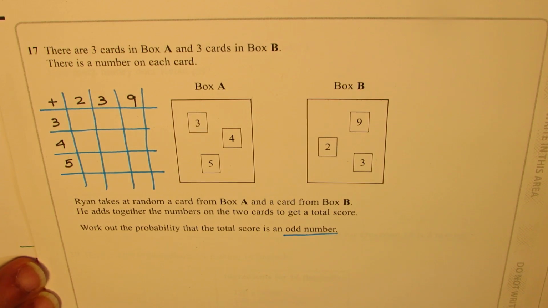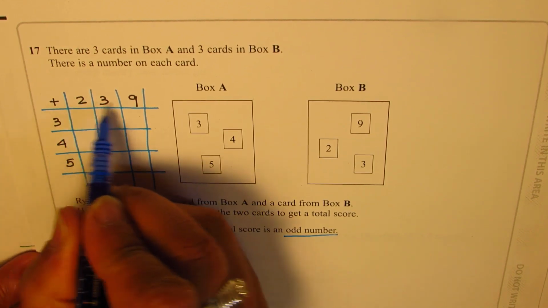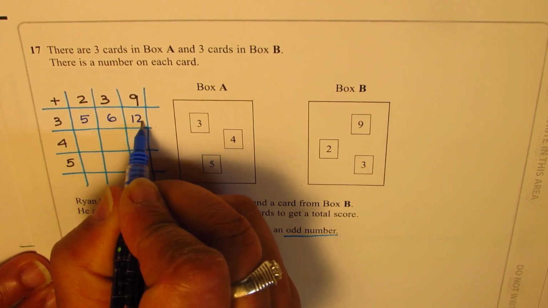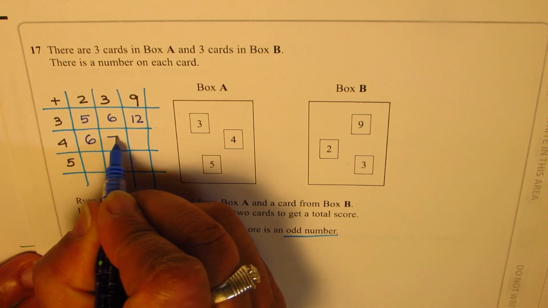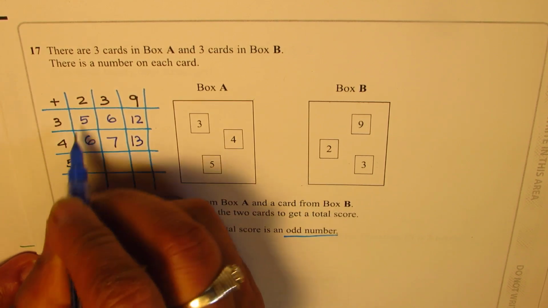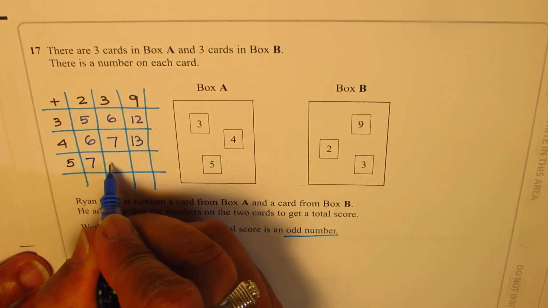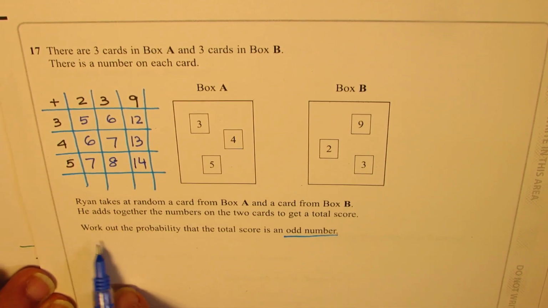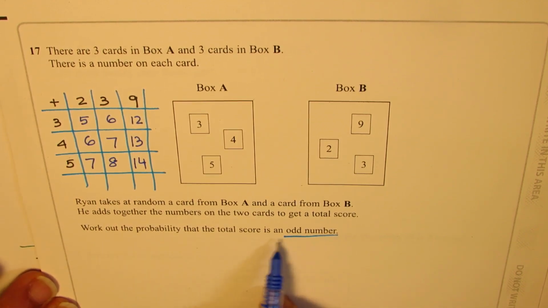So when you add them, what do you get? So let's fill this up. So adding 3 to these numbers will give us 5, 6, and 12. Adding 4 will give us 6, 7, and 13. Adding 5 will give us 7, 8, and 14. Correct? We need to work out the probability that the total score is an odd number.